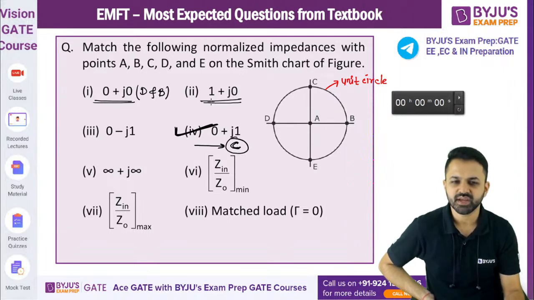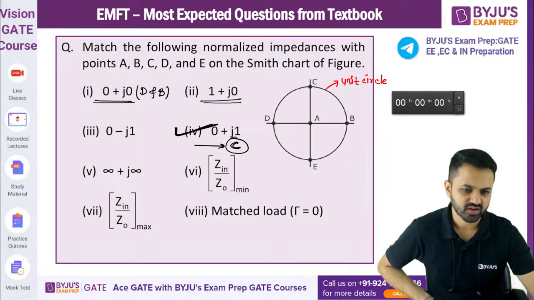This is the D and B. R equal to 1 is nowhere out of this.